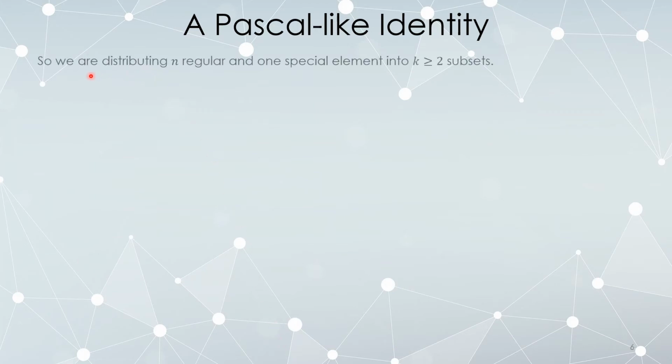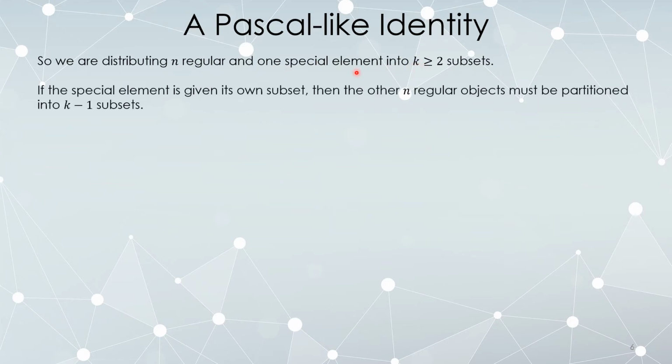Okay, so continuing, we're distributing n regular elements and one special element into at least two subsets. If the special element is given its own subset, all the rest of the regular elements have to go into all the rest of the sets. So out of n plus 1 elements, one was special, so n are regular. And out of k subsets, one of them is given its own subset, just the special element, so there are k minus 1 remaining subsets to use up the remaining n regular objects. Well, that's exactly this Stirling number of the second kind. There are this many ways to do that. And remember, inductively, we're assuming we know this value.